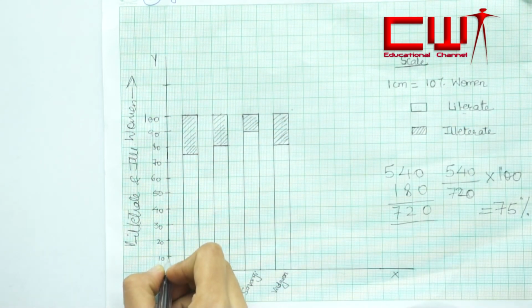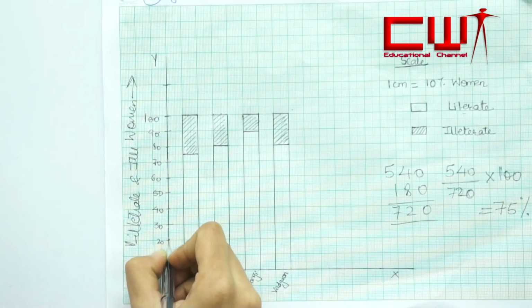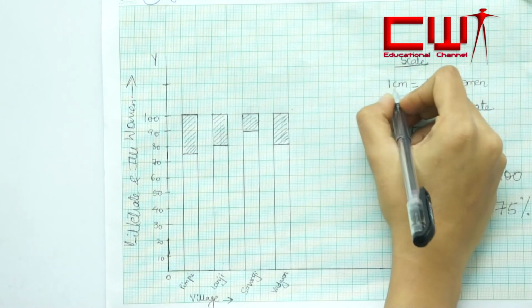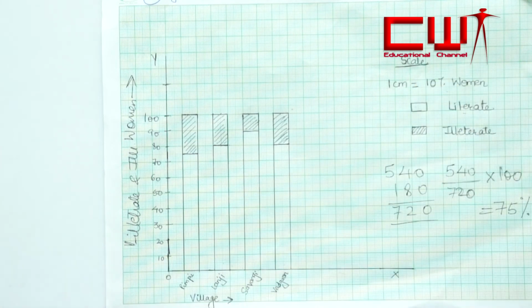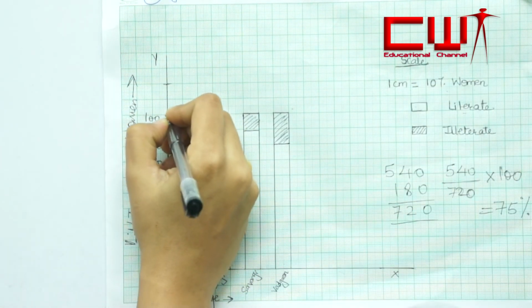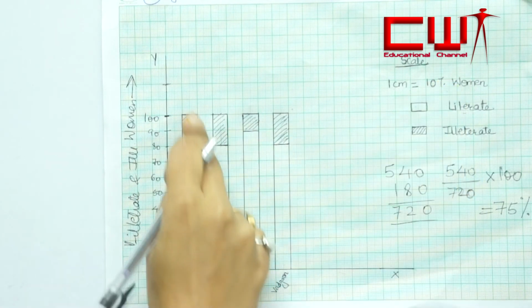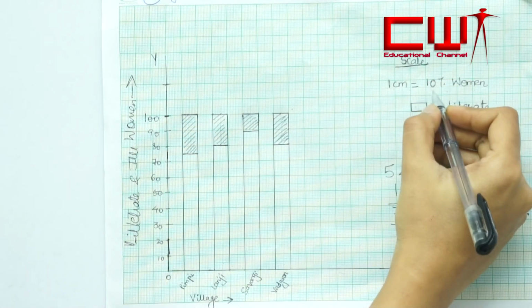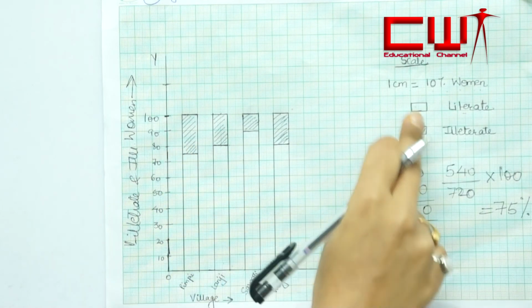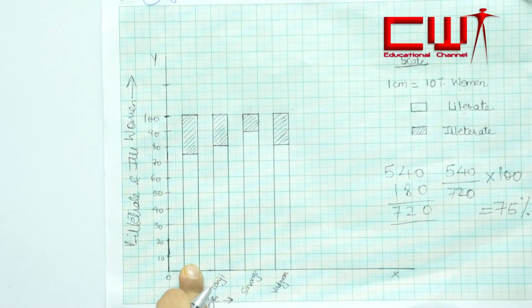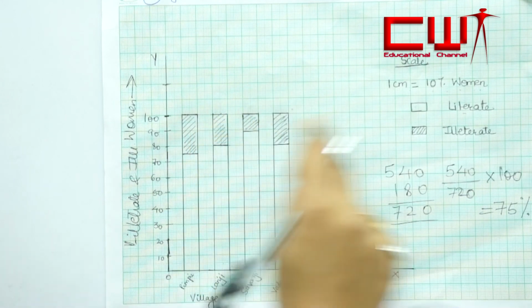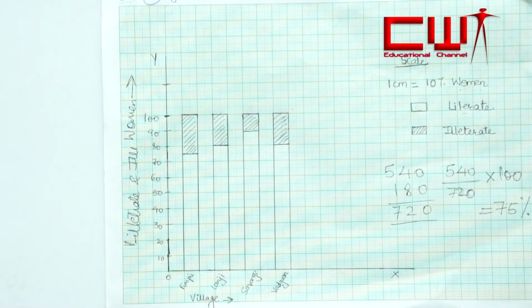I have taken 1 centimeter. See, this is 1 centimeter, 0 to 10, 10 to 20. So for that scale I have written 1 centimeter equals 10% women. I'm showing it in percentage, and this is women, both literate and illiterate. The blank portion of the percentage bar diagram is literate women, and the shaded portion is illiterate women. So this is one form of bar diagram, the percentage bar diagram. You will have maximum up to 100.